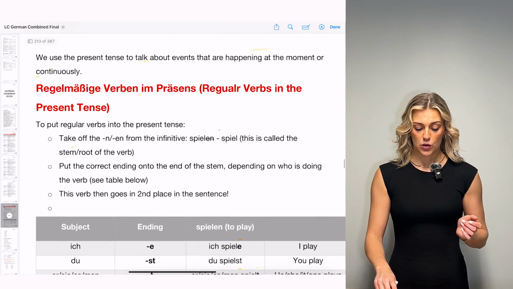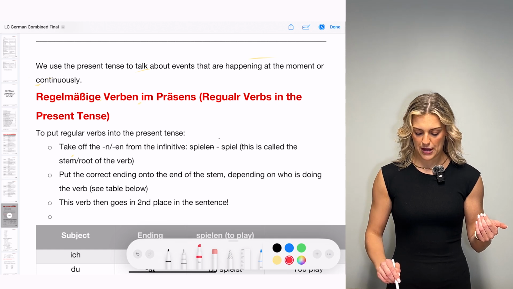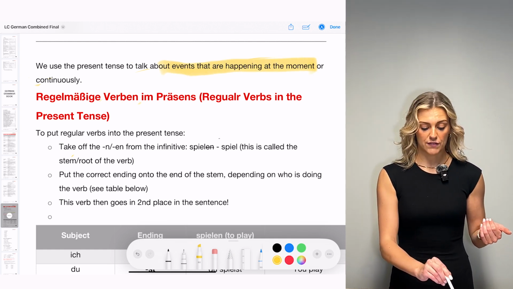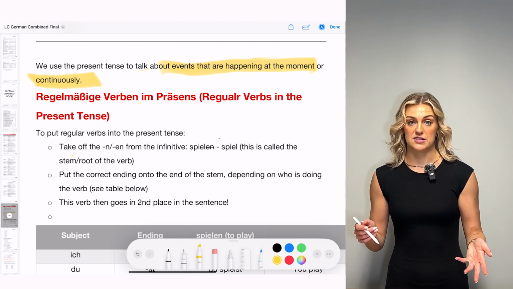So first of all, when do we use the present tense? The present tense is used to talk about events or things that are happening at the moment, or events or things that happen continuously, so all the time. So that's when we'll use the present tense, all right?